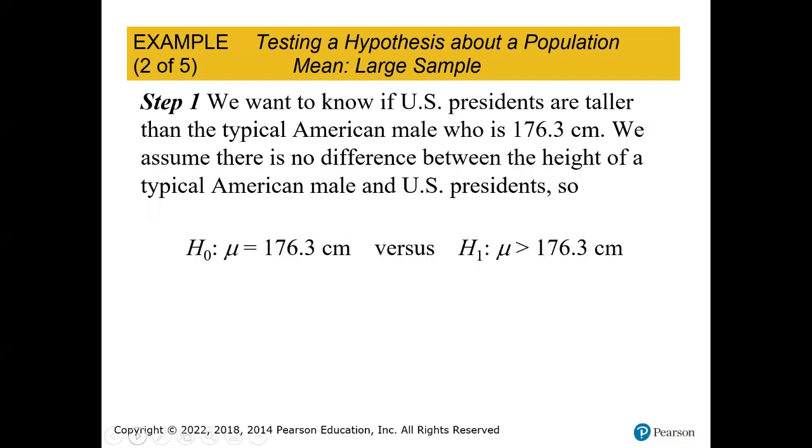We want to know if a U.S. president is taller than the normal American, who is 176.3 centimeters. We are talking about a mean here, so our hypothesis will have a mean symbol. So mu equals 176.3. We want to test that our presidents are greater than that. Our level of significance is 0.05.